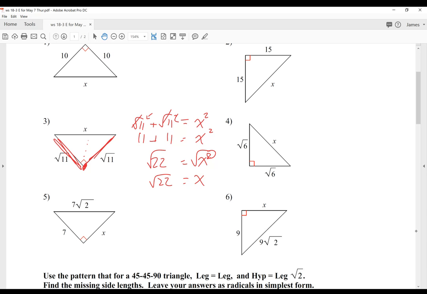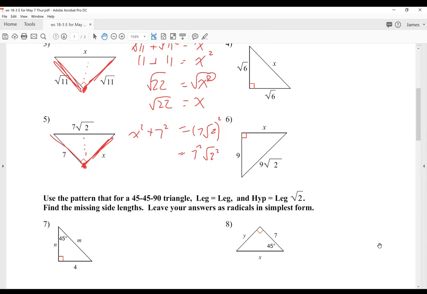Okay, but on number 5, same thing. So from the 90 degree, a, which is x squared, plus b, 7 squared, equals across from the 90 degrees, c squared. And don't forget the parentheses, because when you square this, 7 gets the square, and also square root of 2 gets the square. So it becomes 49 times 2. Yeah, you can multiply, but leave it for a minute. Yeah, I should multiply. Okay.